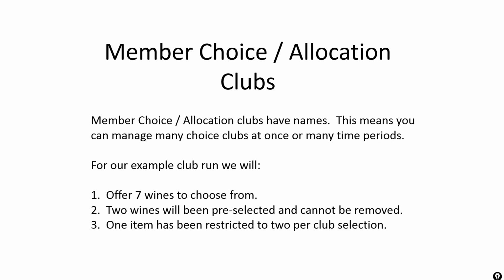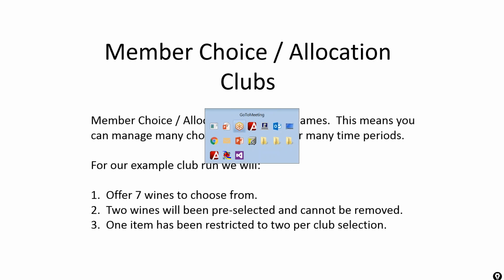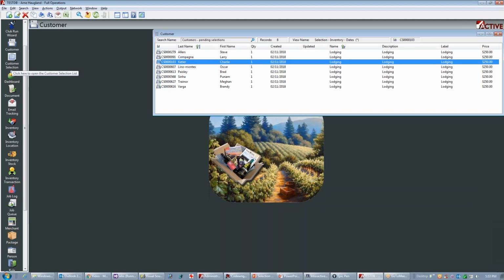In this example, we are going to be offering 7 wines that they can choose from. We're going to be pre-packaging or pre-selecting 2 wines, and neither of these wines can be removed from their selection. And one of the items will be restricted to a maximum of 2. So let's go and take a look how this is actually done in Active Club.